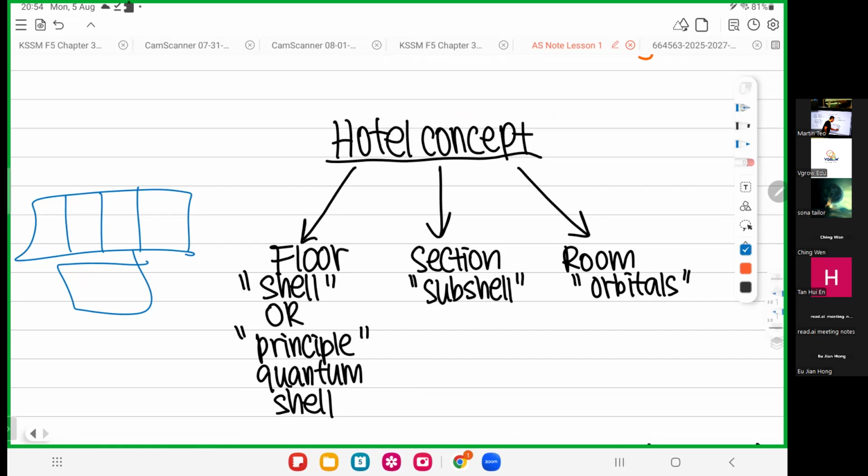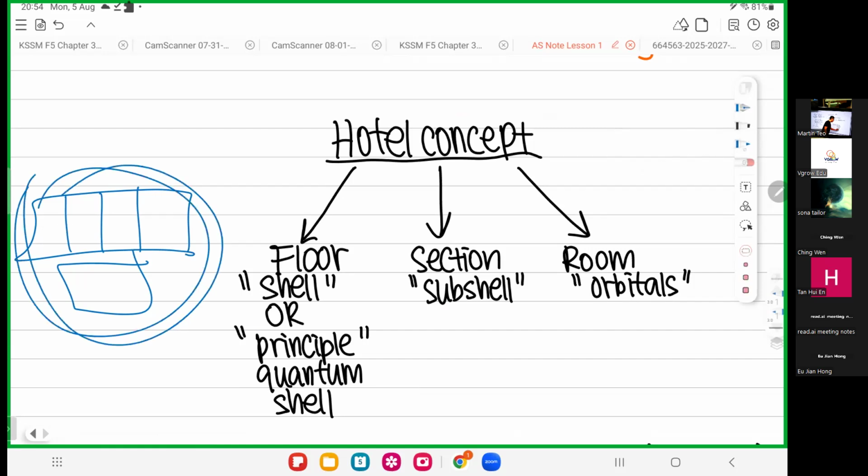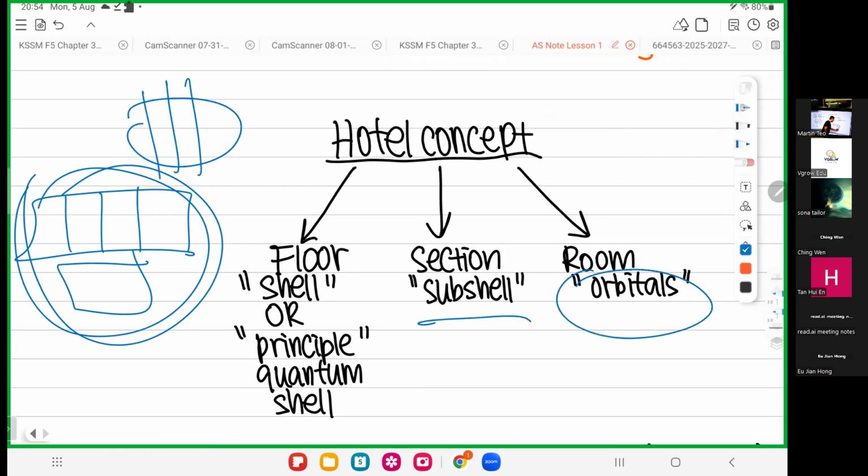North chord, something like that, isn't it? So that is called section. Section called subshell. So subshell means what? The shell you can further cut into smaller parts, subshell. Then we will learn something called orbital. Orbital means the room. What is the room that the electrons stay in?